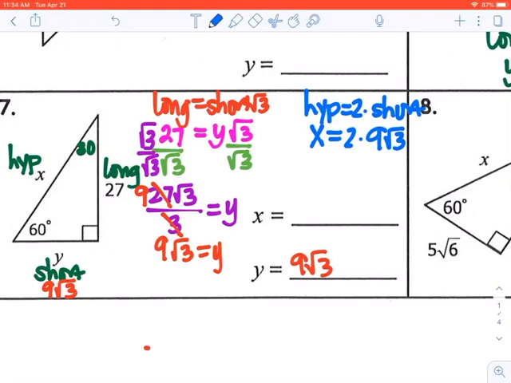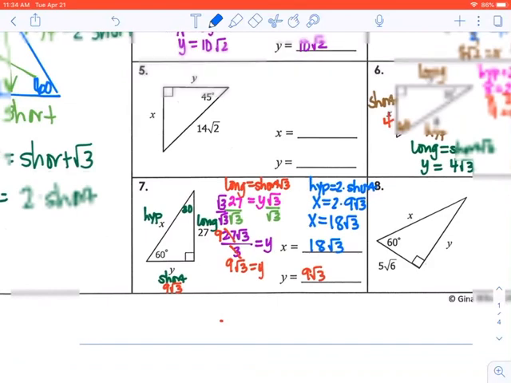Okay, so let me finish this. 2 times 9 rad 3. I can multiply the 2 and 9 because they're outside the radical. So that's 18 rad 3. So there's my x value, 18 rad 3. And we are done with that problem, okay?